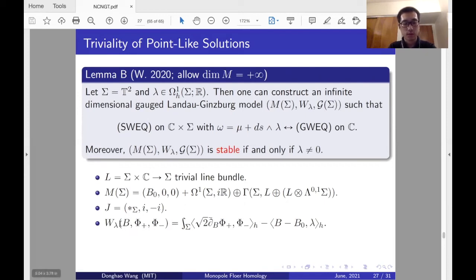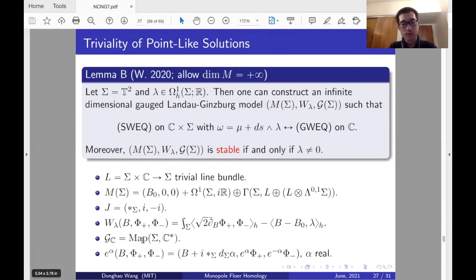The superpotential W lambda has 2 components. For the first component, we apply the d-bar operator of B to phi plus, and then we take the Hermitian inner product with phi minus, and then integrate over the whole surface. The first component is the Dirac functional. The second term is a perturbation term by this harmonic one-form. Here B naught is a reference U(1) connection on the trivial line bundle. You can take it to be the trivial differential. And here, we take the difference between B and B naught and take the Hermitian inner product with lambda. So the outcome is always a complex number.